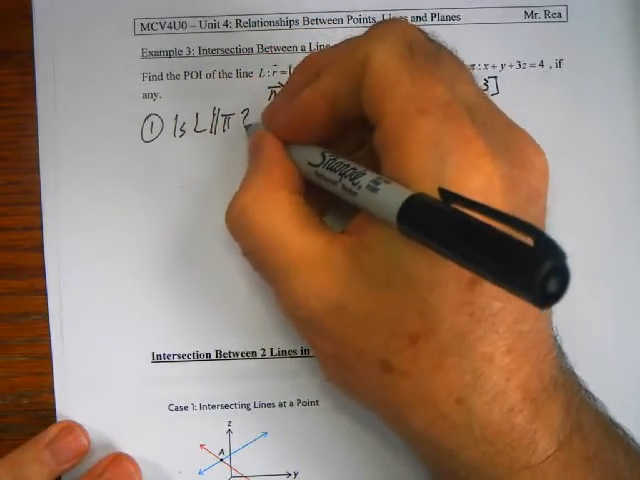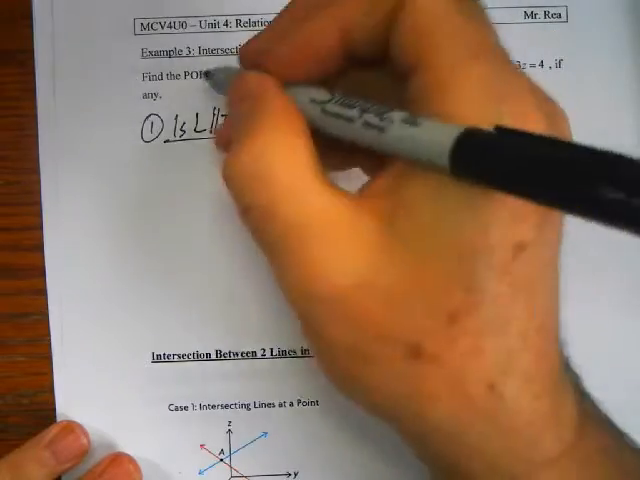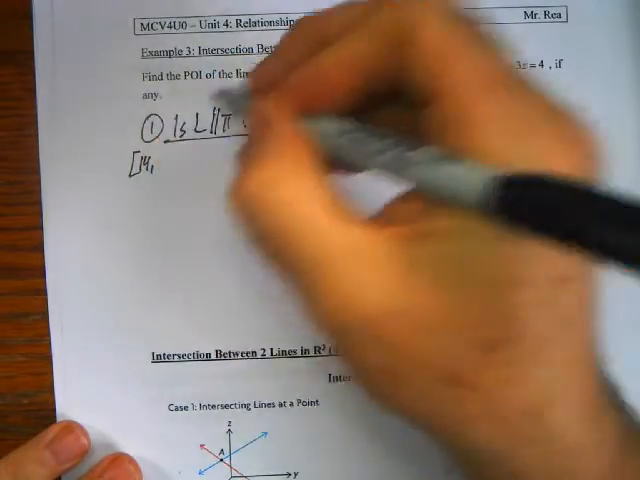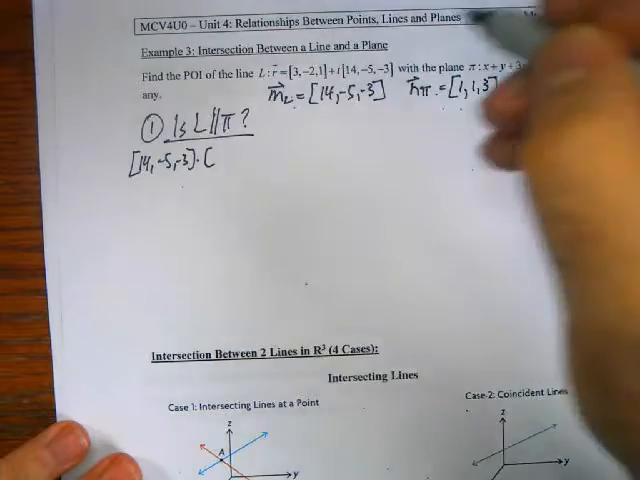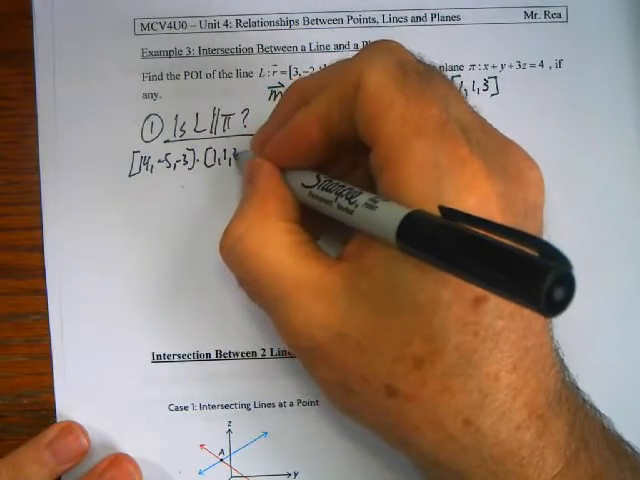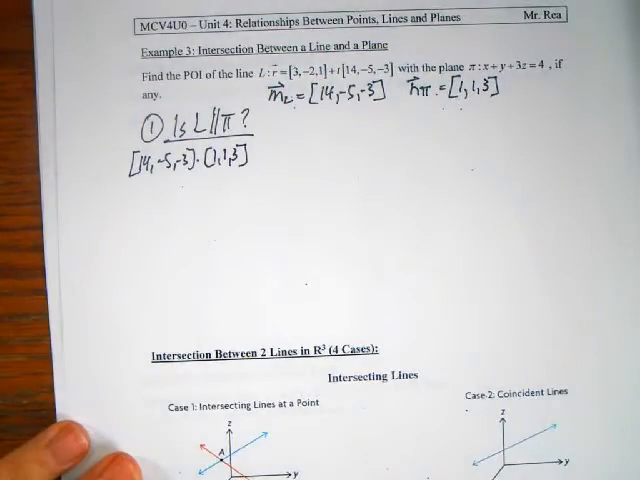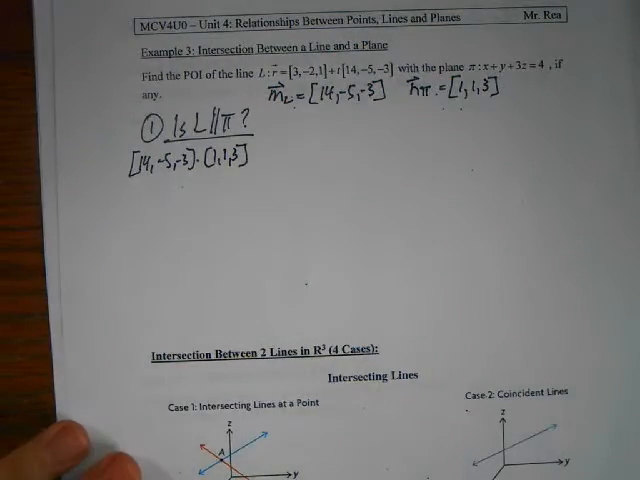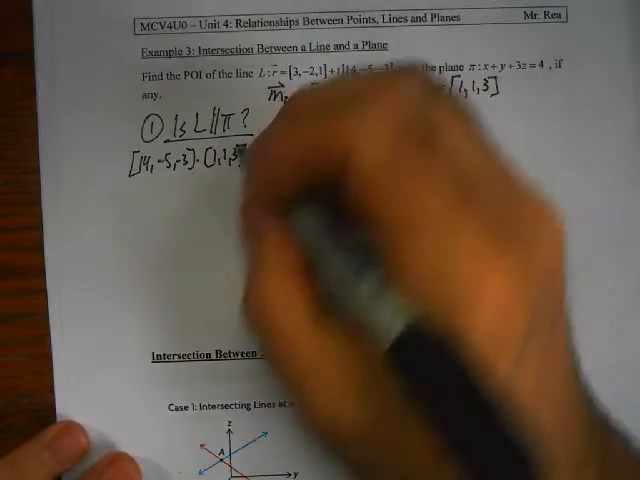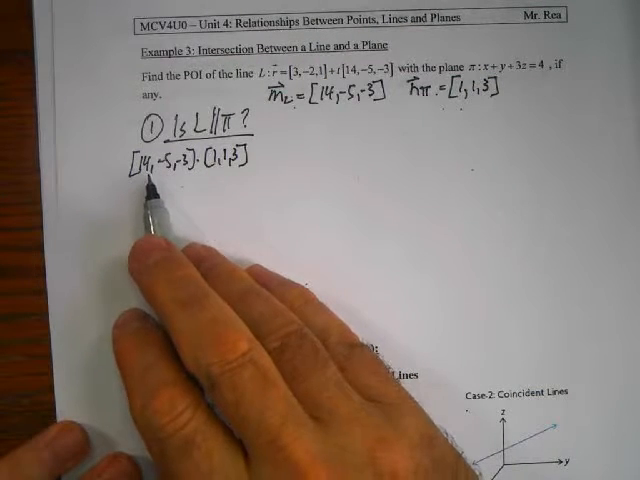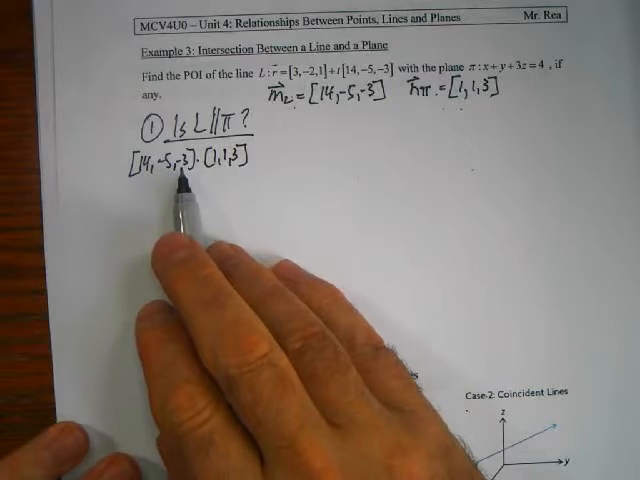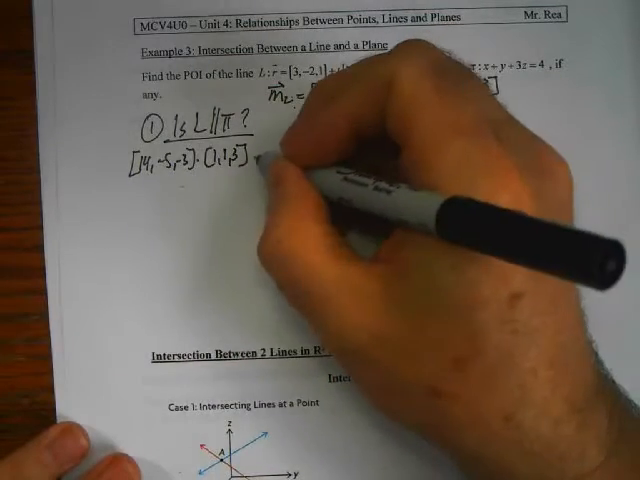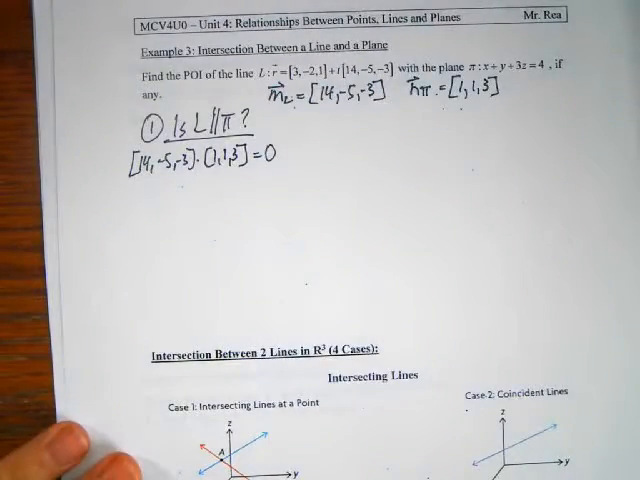So again, we'll do the dot product. 14, negative 5, negative 3 dot 1, 1, 3. And so we're going to get 14 minus 5, that's a 9, and then minus 9. So we actually do get a 0. So in this case, they are parallel.